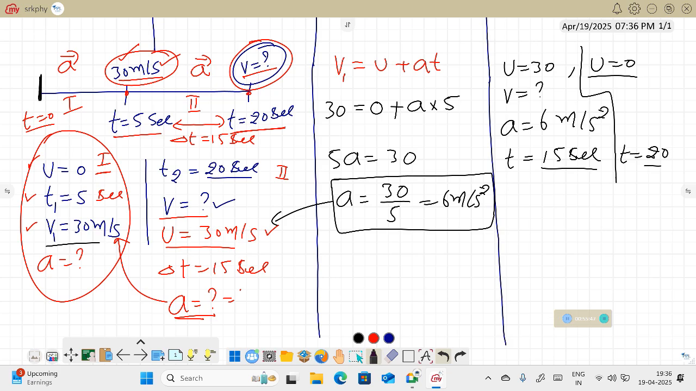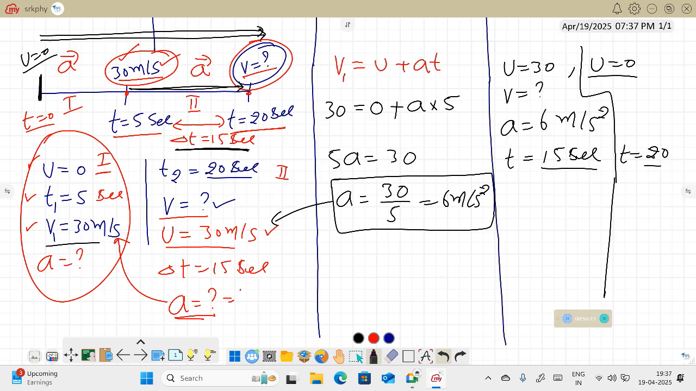Do you understand? If you are calculating from here to here, then u is 30. If you are calculating from here to here, u is 0. If you are calculating from 30 to this, what is time? 15 seconds. If you are calculating from start to here, what is the time? 20 seconds. So which is convenient? Both ways you can do it. That's your wish. So let's do both and verify.